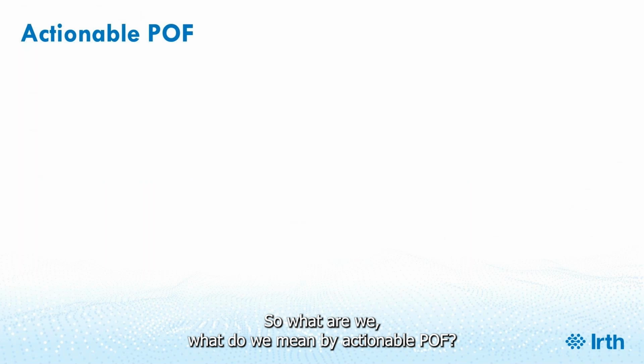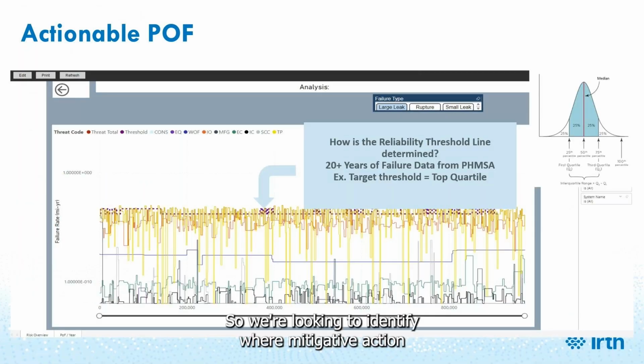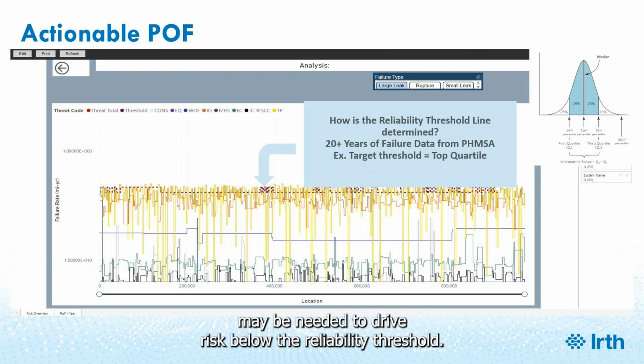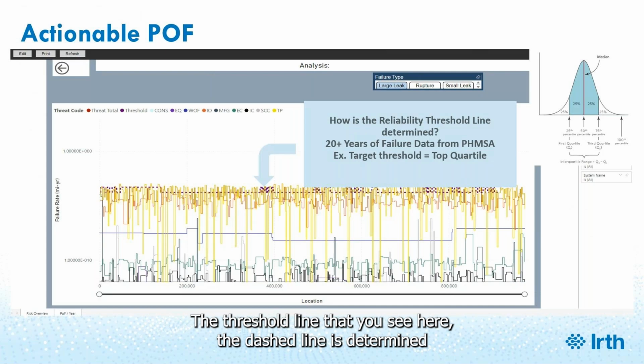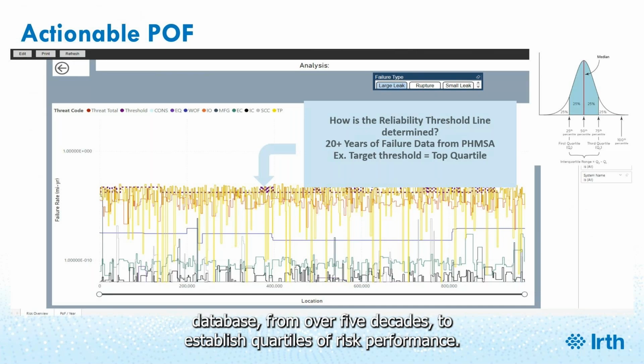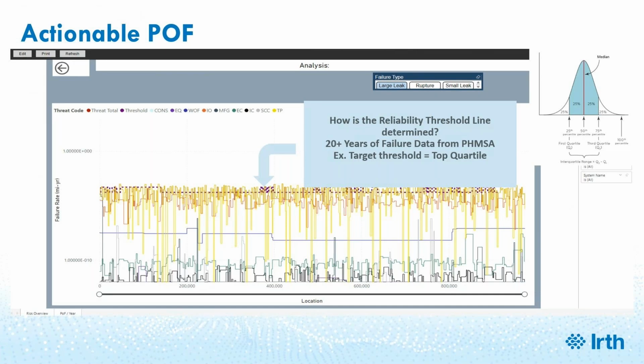So we keep mentioning actionable POF. What do we mean by actionable POF? We're looking to identify where mitigative action may be needed to drive risk below the reliability threshold. The threshold line that you see here, the dashed line, is determined by analyzing incident data from industry as well as PHMSA's incident database from over 5 decades to establish quartiles of risk performance.